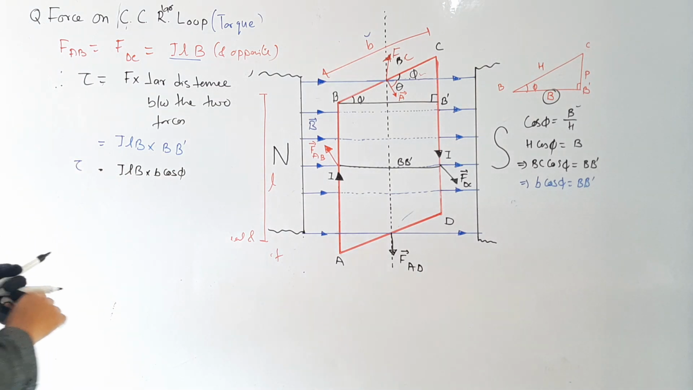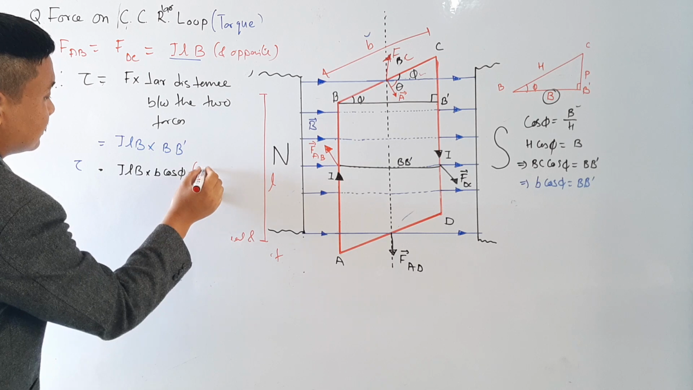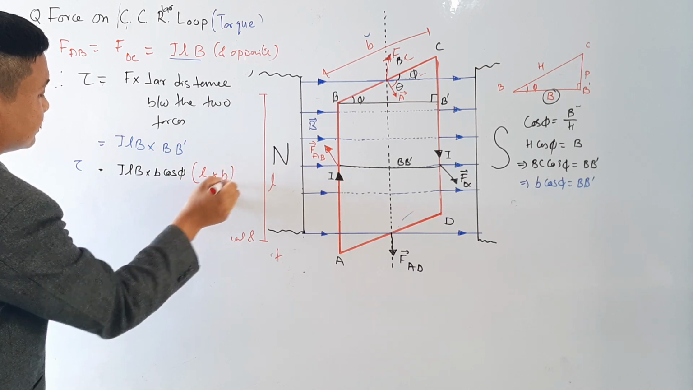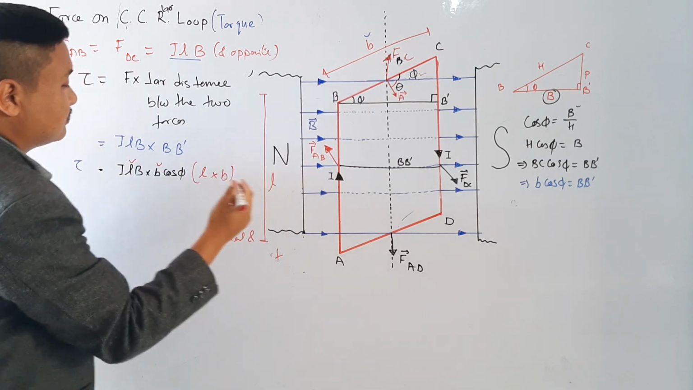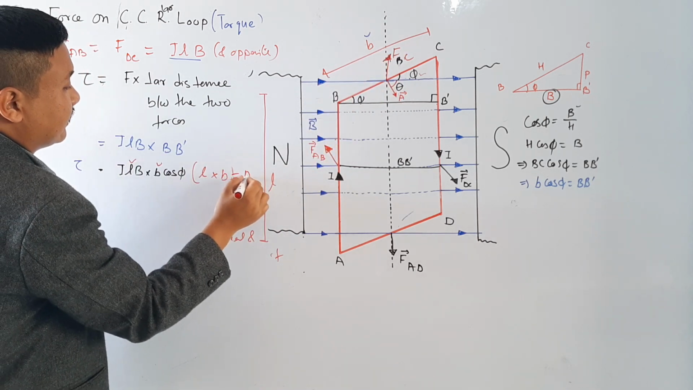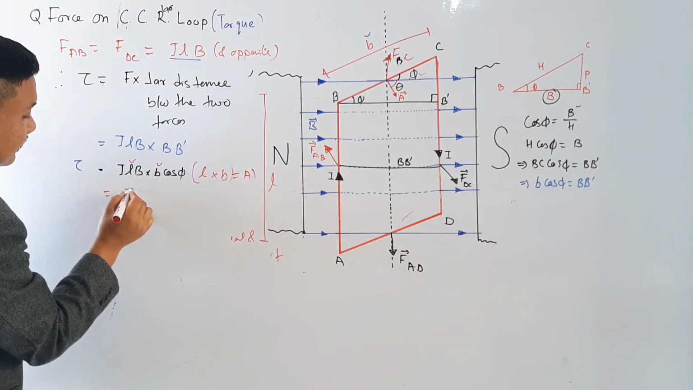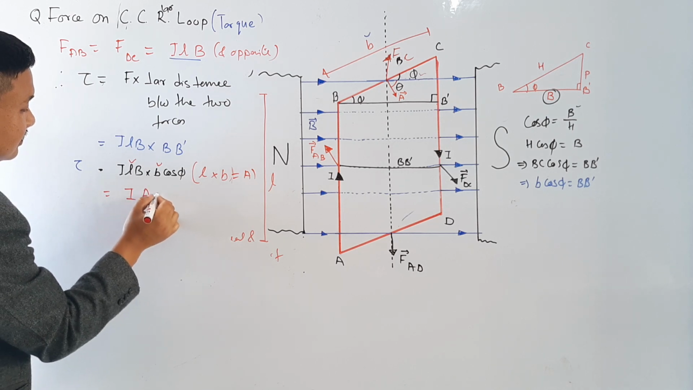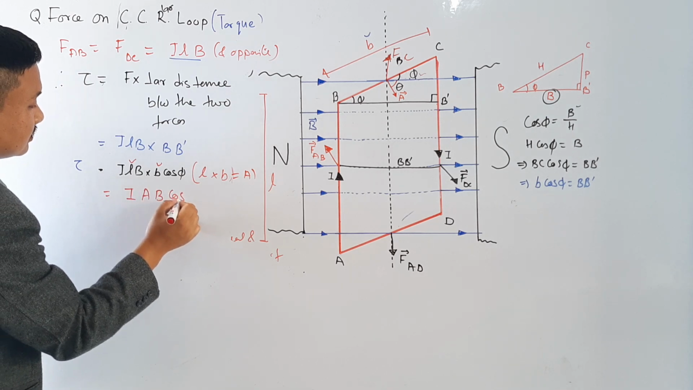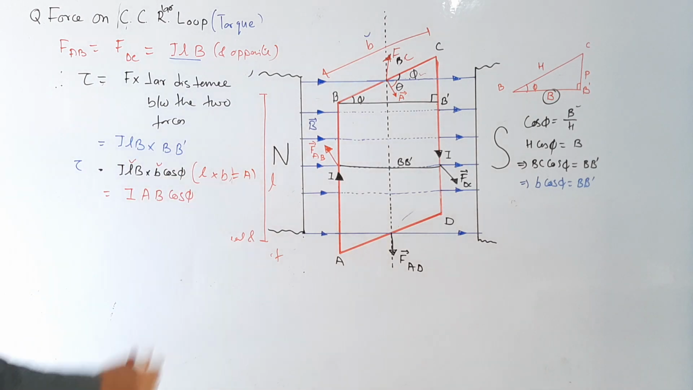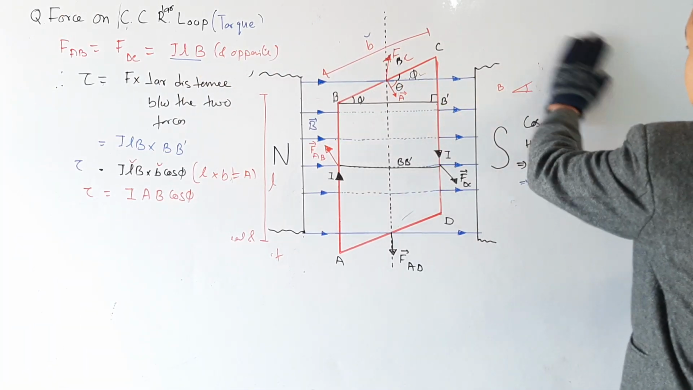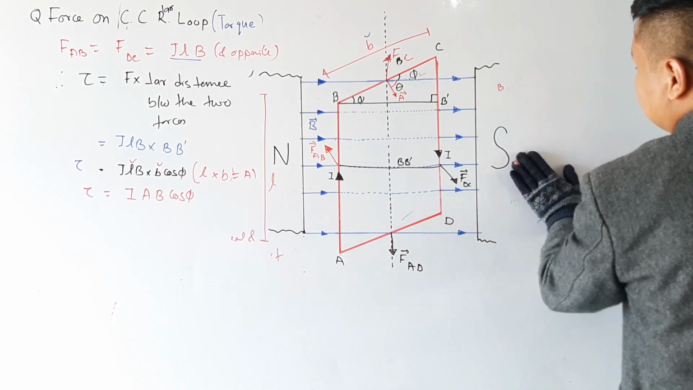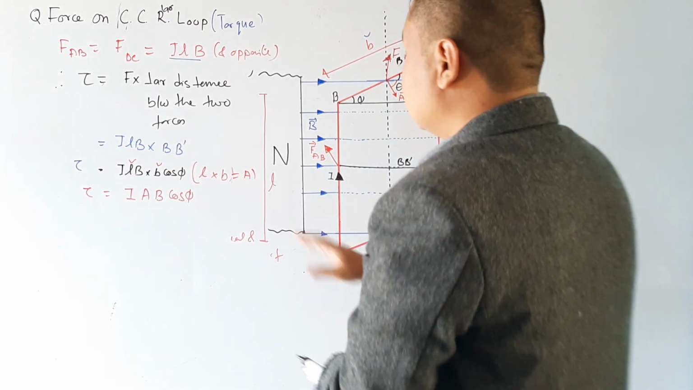Now if you see here, there is length into breadth, isn't it? This is length and this is breadth. Length into breadth is my area. So I can write I, then A B cos phi. That is my torque. Now we are almost done.